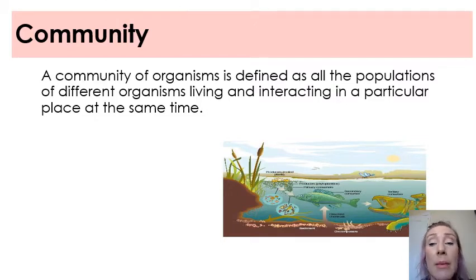A community of organisms is defined as all the populations of different organisms living and interacting in a particular place at the same time. Now, in terms of the AQA mark schemes, the most important thing about that definition is that it is all the populations of different organisms. So a community is, if you want to use the same sort of definition as your population, all the populations of all the species living together in that area at that time.